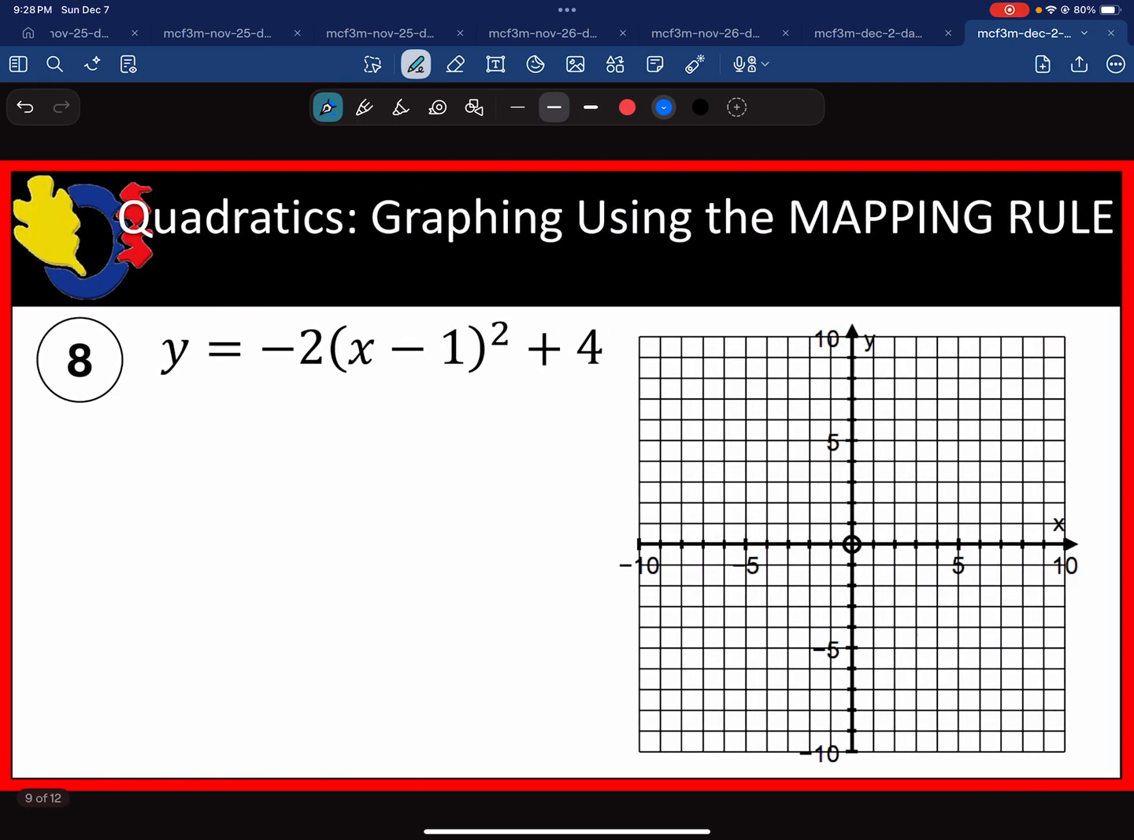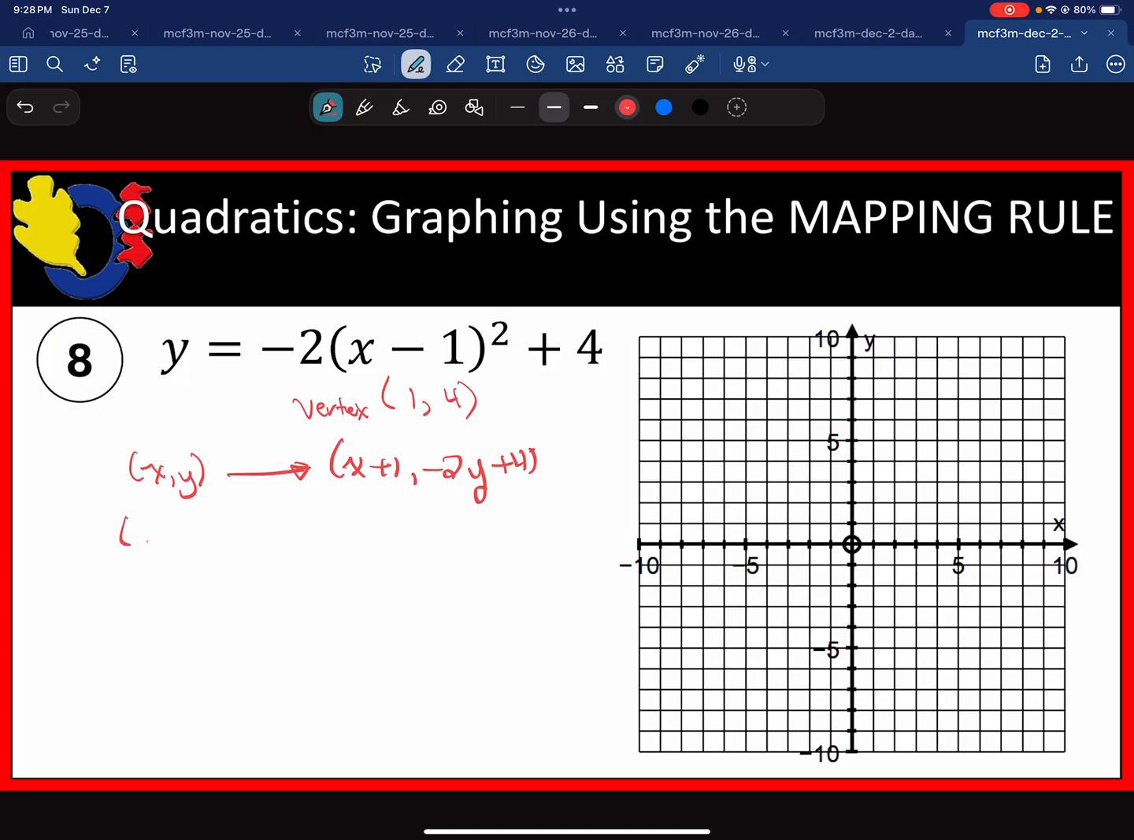All right, let's look at another example, and we are going to again graph using the mapping rule. So our vertex is 1, 4. So our general mapping rule is x plus 1. So again, that's the opposite sign of our original equation here. So x plus 1, -2, because our a value is -2, y plus the k value of 4.